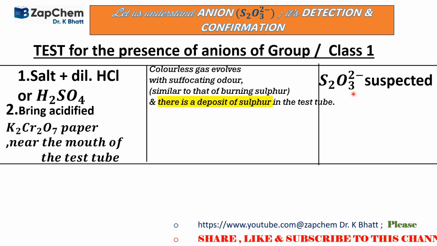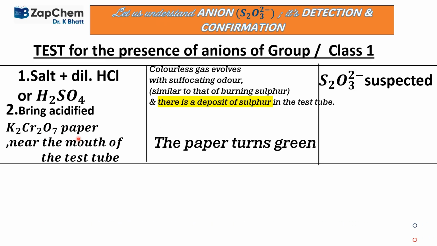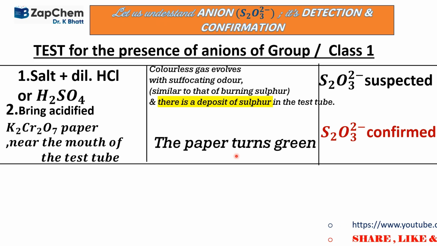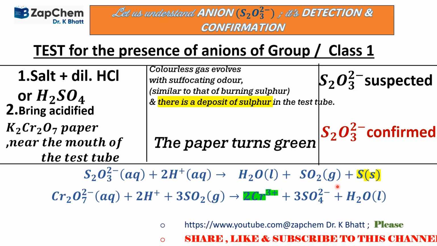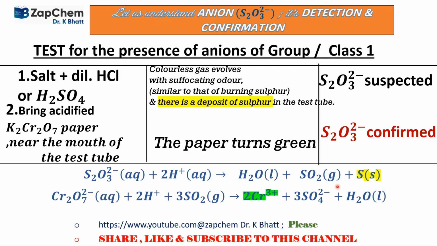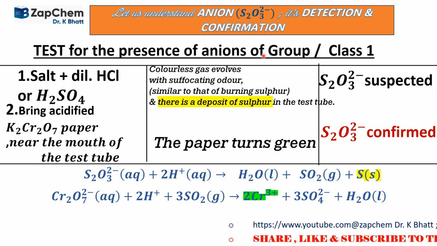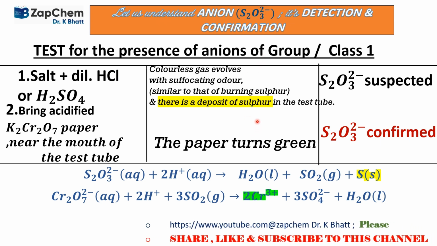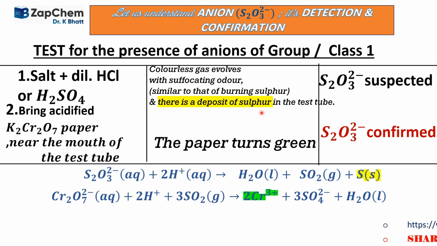S2O3 2- is thiosulfate. Again, we bring a dichromate paper near the mouth of the test tube. The paper turns green and thiosulfate ion is confirmed. Here is the reaction. So this completes strictly the test for different detection and confirmation of different ions in group 1 or class 1, anions of course.